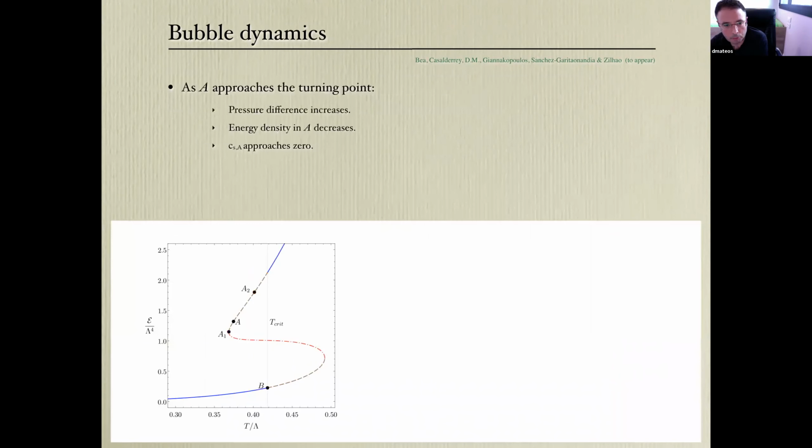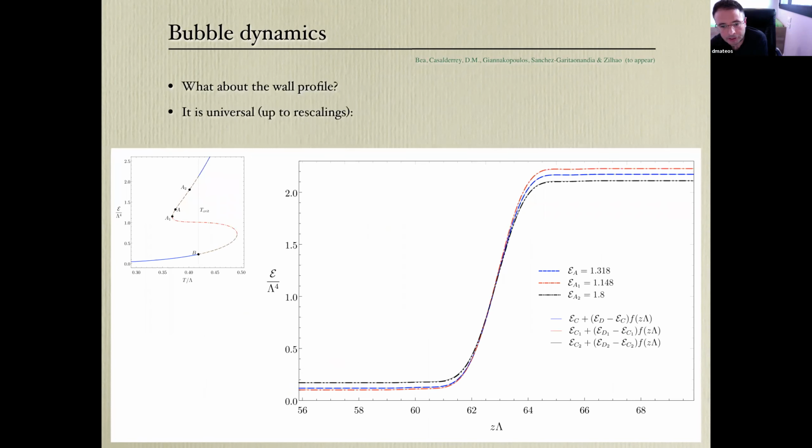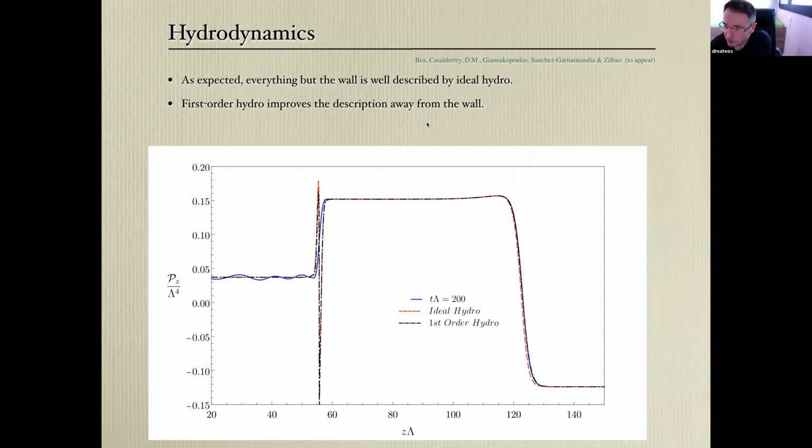So I just showed you that the wall profile seems to be universal, and I wanted to address the question, just like I did in the phase separated configuration, of whether hydrodynamics describes this system. It's well known that on general grounds, you expect hydrodynamics to describe pretty much everything but the wall profile, okay? And this is exactly what you see here. The blue curve is the exact result coming from holography. This is the wall here. The red curve is what you get with ideal hydrodynamics, and the black curve is what you get with first order hydrodynamics. You see that first order improves a little bit the description here, but neither of these describes correctly the wall profile.